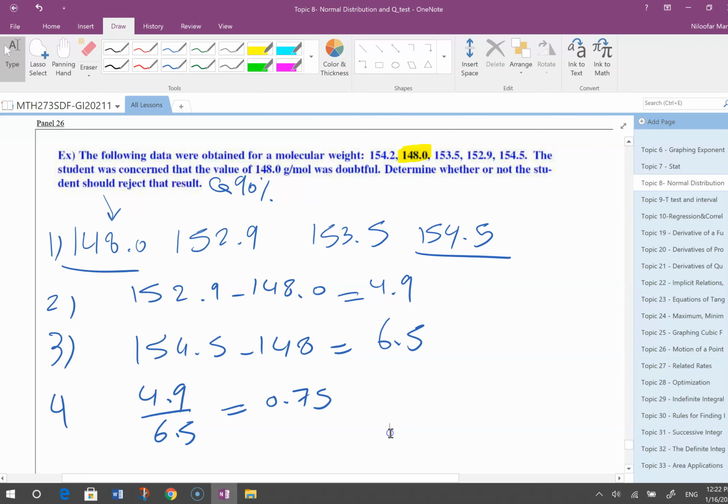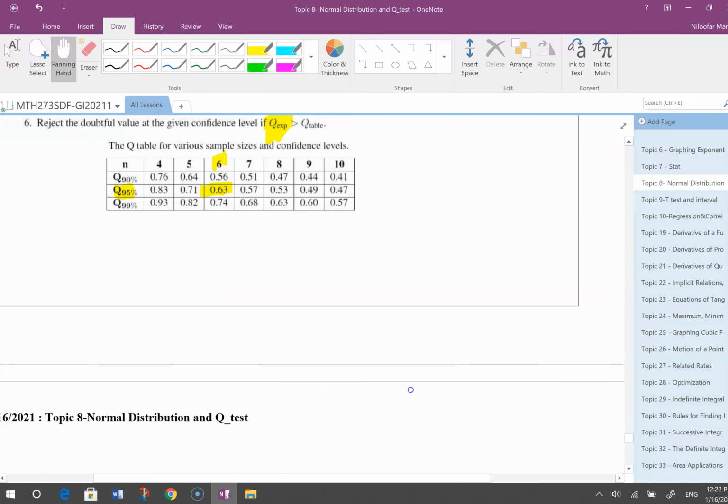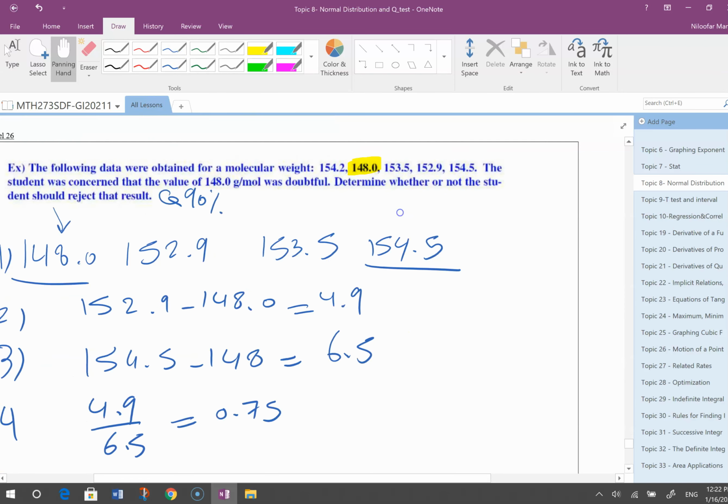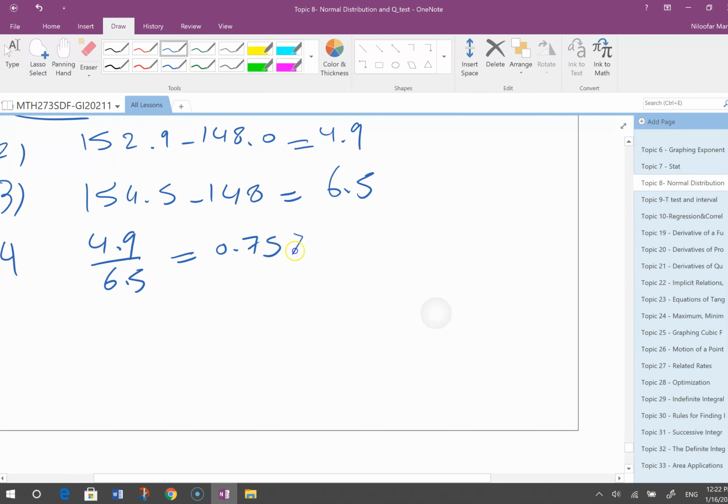I go to the table. I said 90%. I go to the table, 90%, and how many do I have? 5. So it is here, 0.64. I see 0.75 is more than 0.64. So I can say at a confidence level of 90%, this data can be rejected.